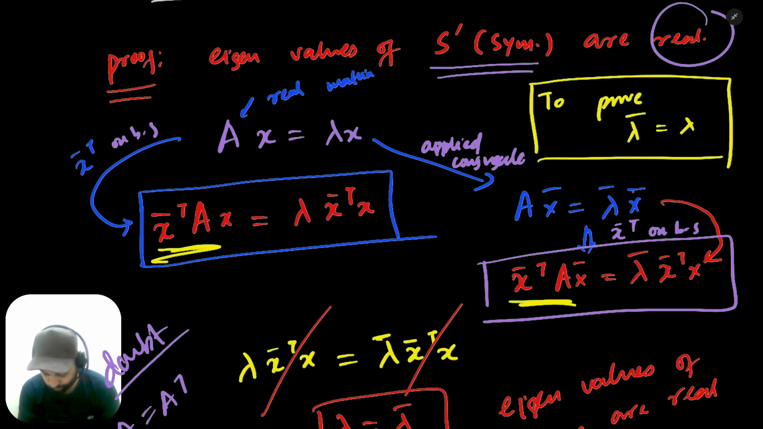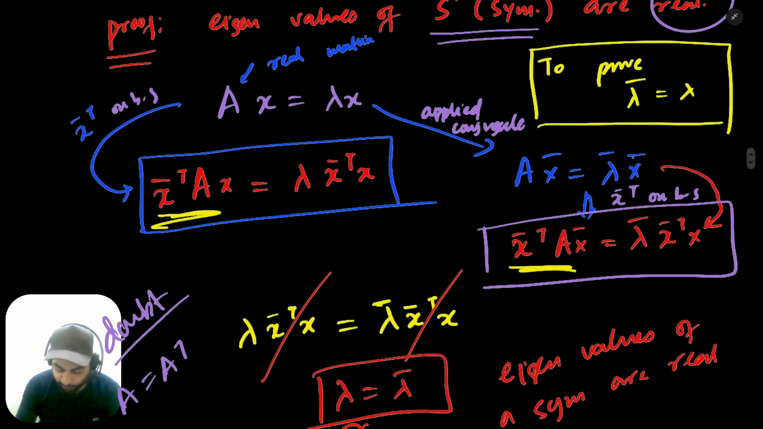Hmm. I think here I should have applied transpose on both sides. That will make this transpose, and this is applying conjugate onto this. Okay, this step is good. Applying conjugate onto this seems good to me, and then applying x transpose on here, x transpose. See, this step looks shaky to me.